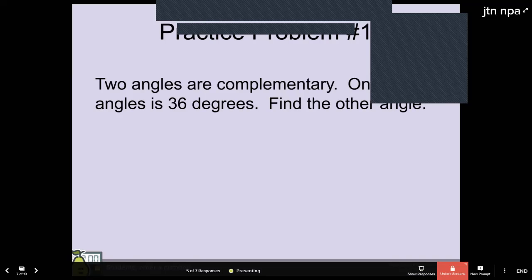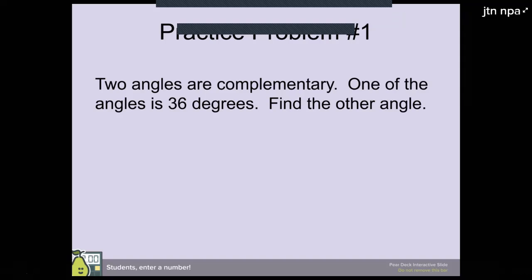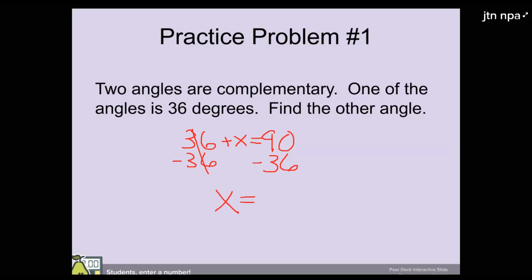So let's look and see how we get that. We know when we have two angles that add up to 90 degrees, that's what makes them complementary. So you'd have 36 plus x equals 90. To get x by itself, we just subtract 36. I also do not require that you set all that up, but x would equal 54. So good job. Nice work.